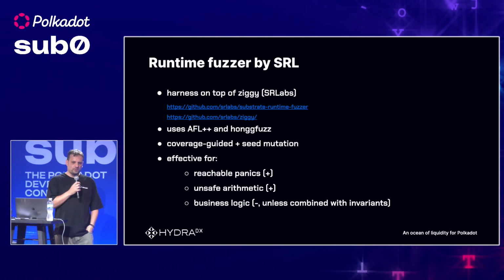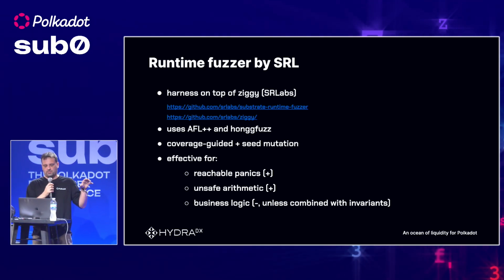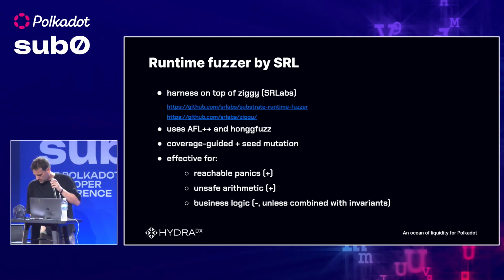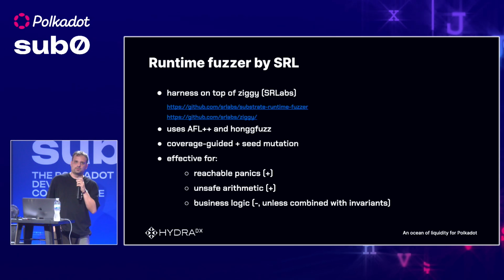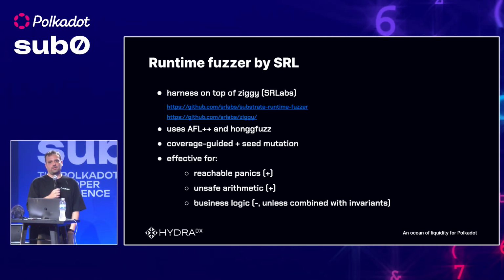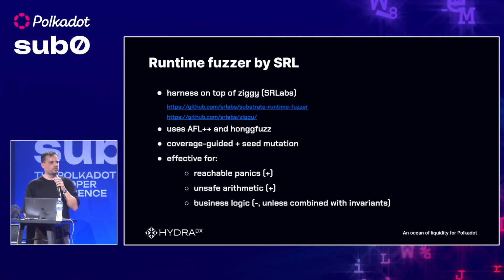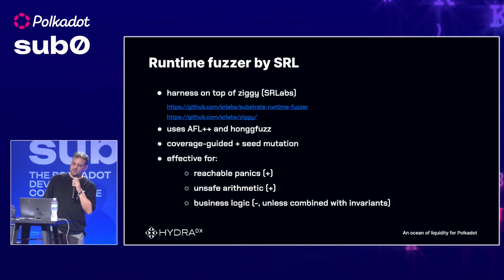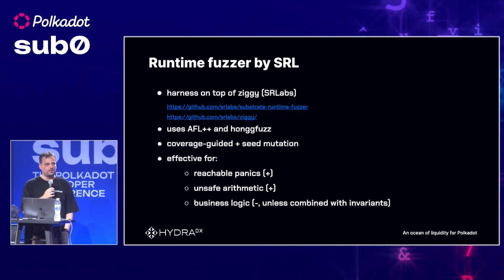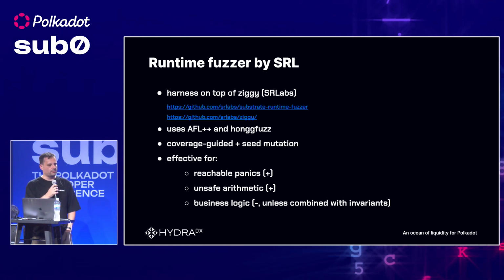So what is this good for? Fuzzing is good for, as I already mentioned, reachable panics or unsafe arithmetic mainly, right? For example, you do some calculations in your code where you do A plus B, and you think that, okay, these values are not going to be so huge that it can overflow. But the fuzzer can help you find a case where it can overflow, and as we know, if you use unsafe arithmetic, it will panic, and if you panic in the runtime, in a Polkadot substrate runtime, then it's a problem.